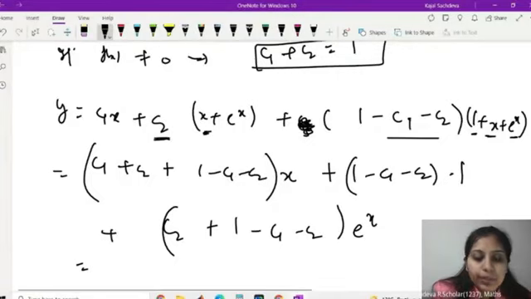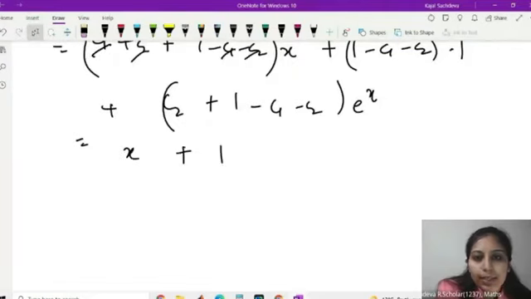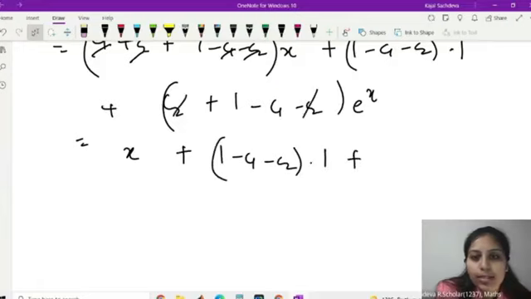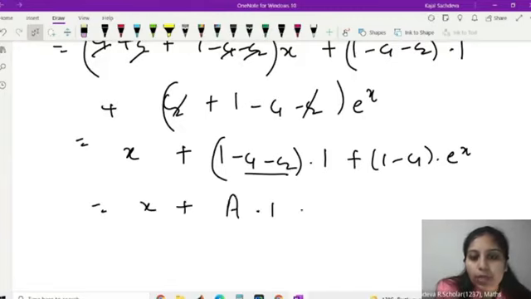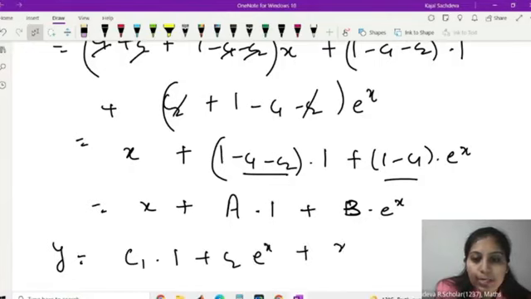So we get here c1 cancels out, we get only x here. Here we get 1 minus c1 minus c2 into 1, plus here c2 cancels out, 1 minus c1 into e^x. So we get x into some other constant, say a, into 1, some other constant, say b, into e^x. So we get the solution as the linear combination of c1 into 1, c2 into e^x plus x.